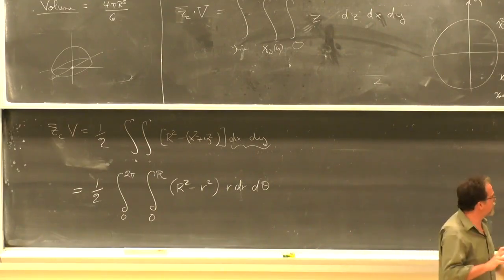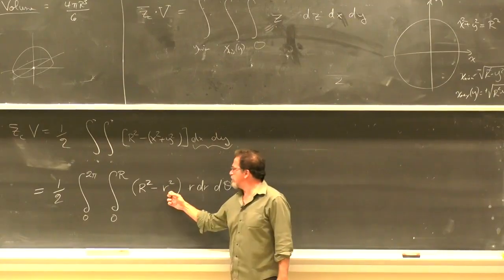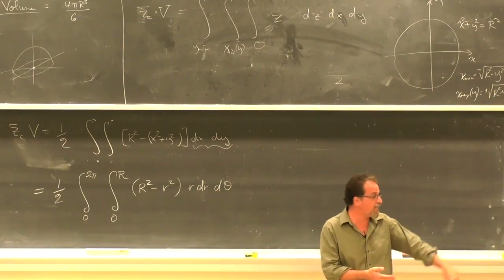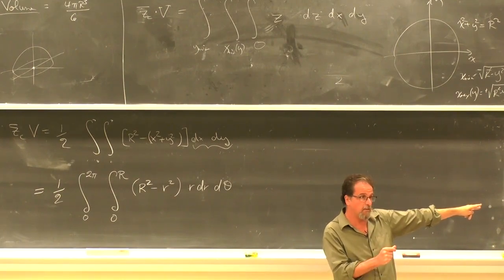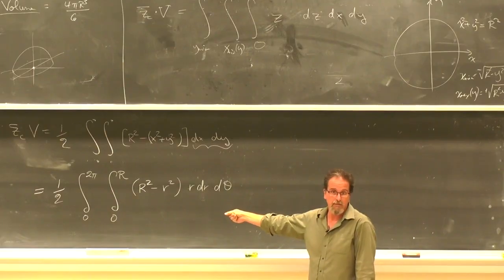And notice the difference between that equation and this equation. Well, you've got capital R squared minus little r squared, you've got r's, all that kind of stuff. But the main difference is that one has a cosine theta. And that cosine theta integrates to 0 when you go from 0 to 2 pi. This one doesn't have a cosine theta. Okay?